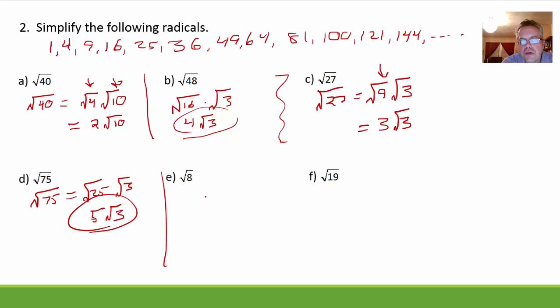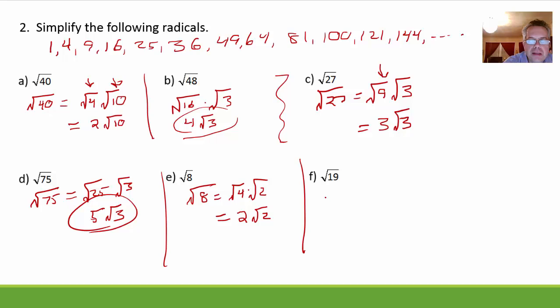All right, square root of 8. 4 goes into it. So square root of 8 can be written as square root of 4 times the square root of 2. This is multiplication here, multiplying these two square roots. Okay, the first one's the one we can simplify. Square root of 4 is just 2. We're left with 2 times the square root of 2.